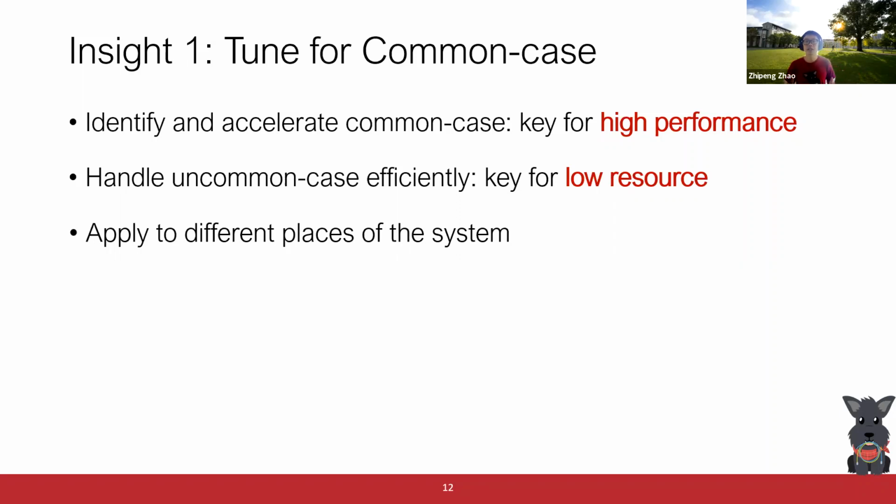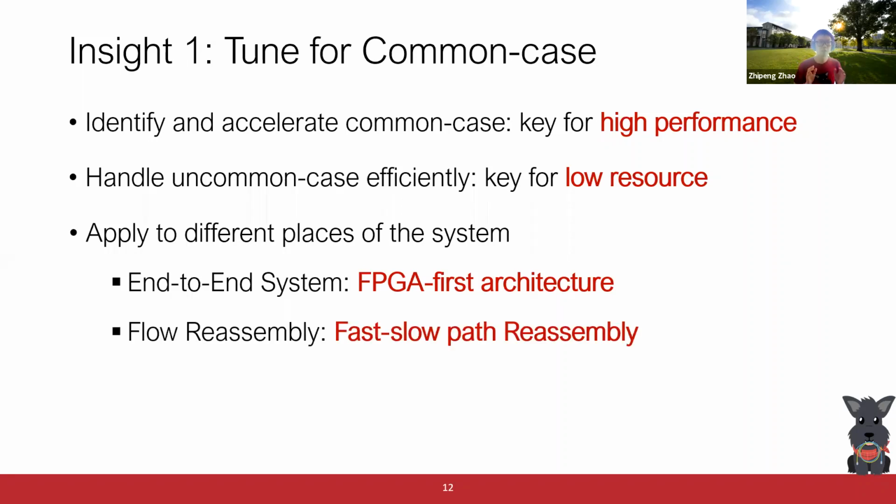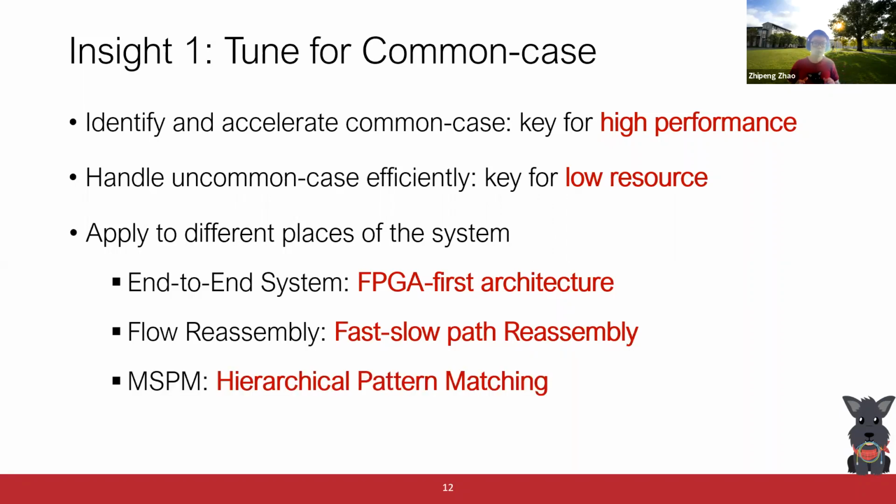So the idea itself sounds straightforward, but the hard part is that we need to apply this idea to the different places and different levels of the end-to-end system. At the end-to-end system level, we propose FPGA-first architecture. And for the flow reassembly module, we propose a fast flow path reassembly design. For the multi-stream pattern matching module, we propose a hierarchical pattern matching.